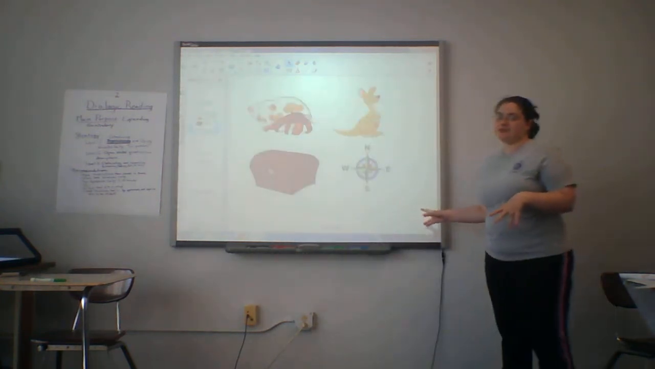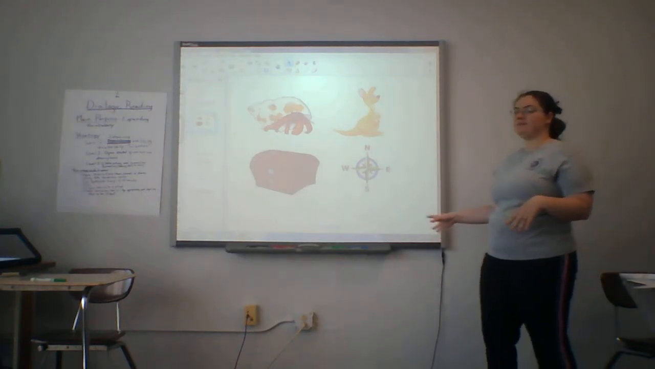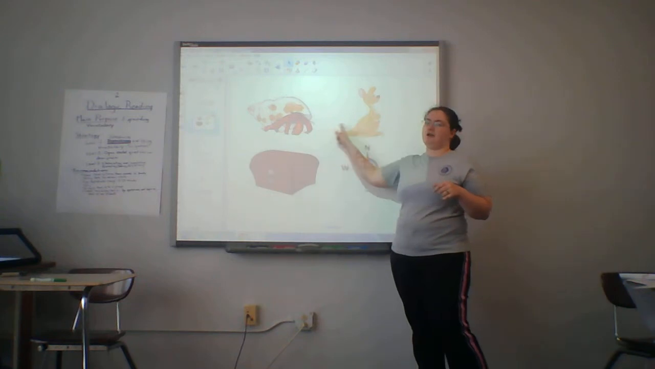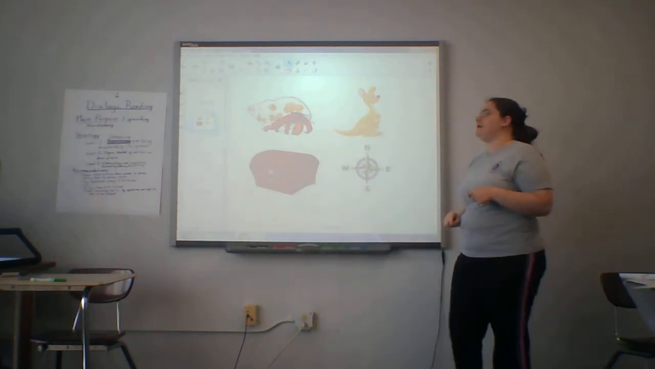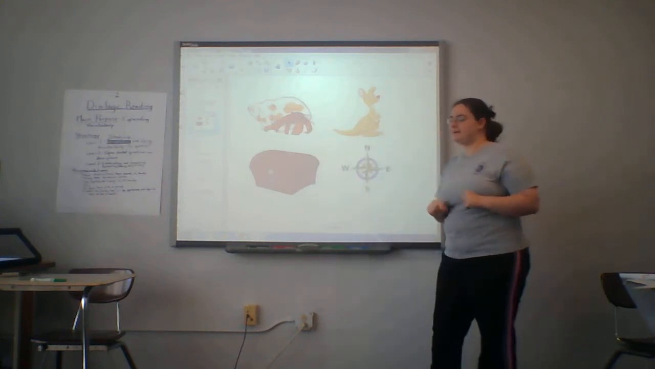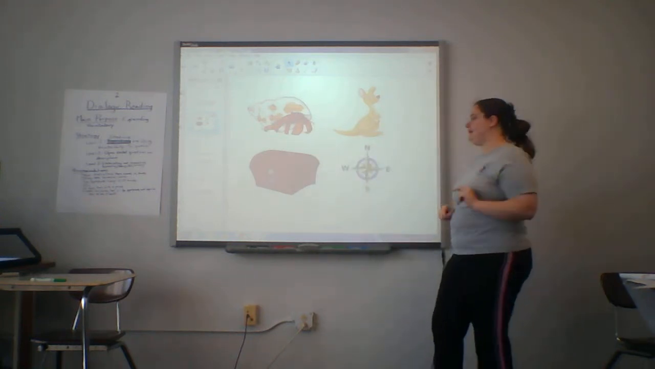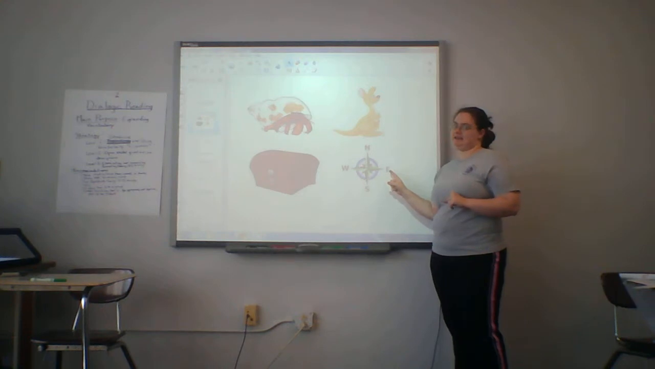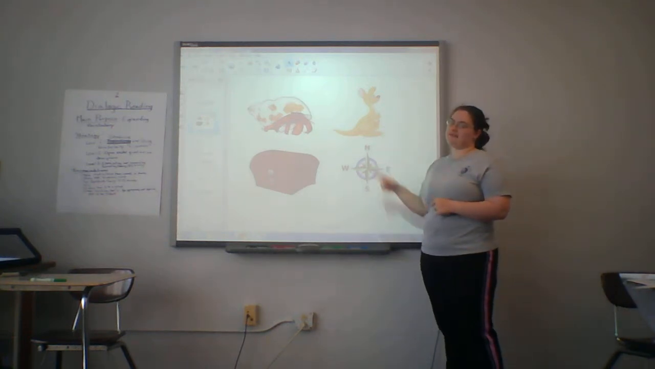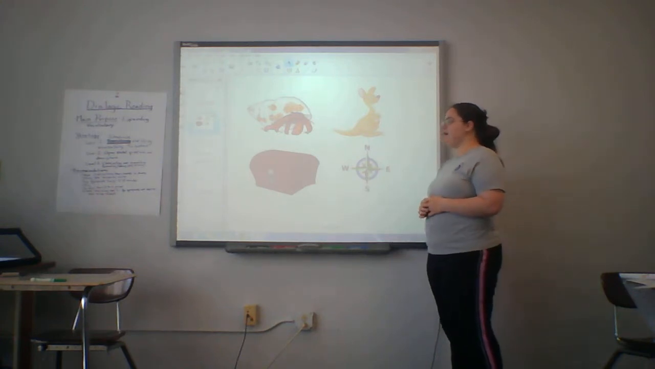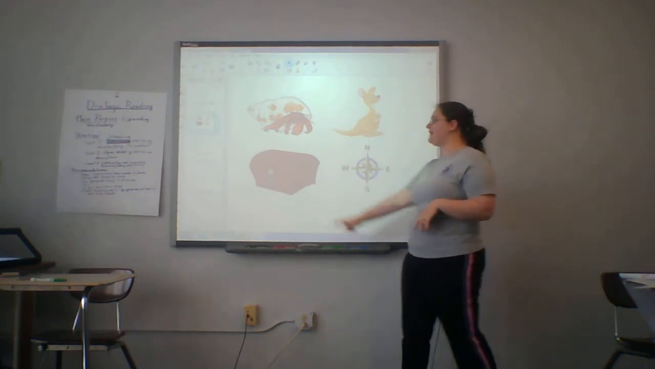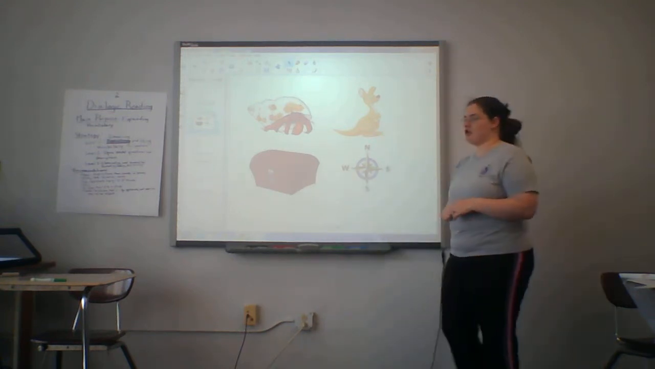So what do these images remind you of? Great job, Marie. This is our hermit crab and our kangaroo from day one. Now, do you remember what hermit crab does in the story? Right, he walks west and east. Kangaroo in the story walks north and south, right? Why are they walking? Good job, Jack. They're walking to find the treasure.